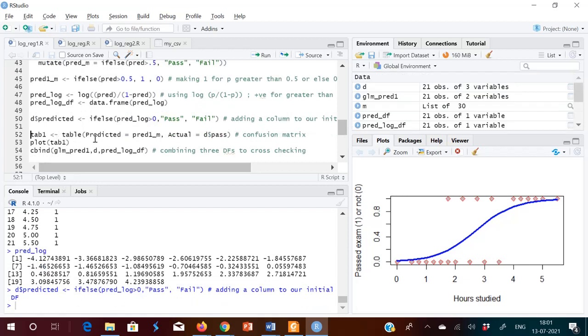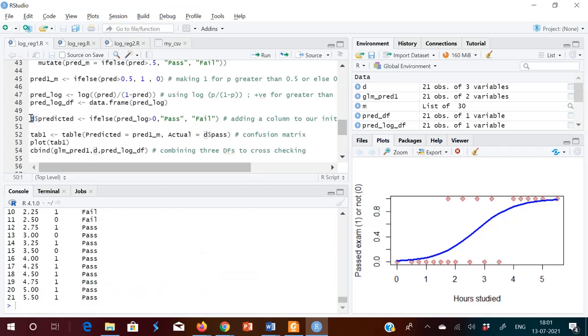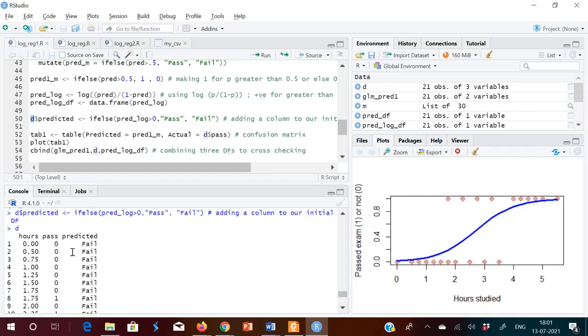Now you can see what D is. I added one column. Here you can see what has happened: actually we had 1 here, but we have predicted it as fail. So let us see that.